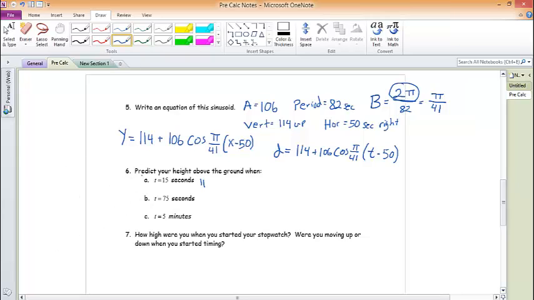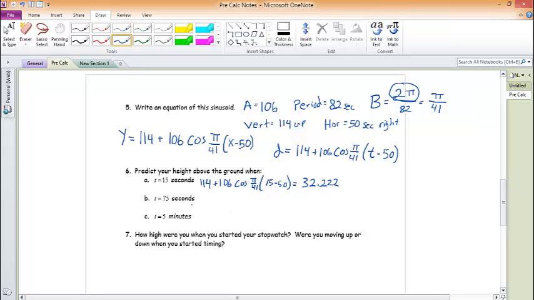And find my cursor again, all the way over there. Here it is. So we're going to do 114 plus 106 cosine of pi over 41 of 15 minus 50. And when we type that into our calculators, making sure once again that we are in radians, we get that this is 32.222. And once again, we have 3 decimal places because in pre-cal we use 3 decimal places.